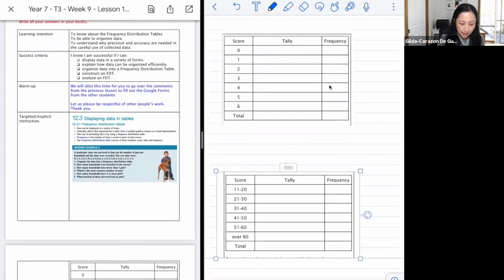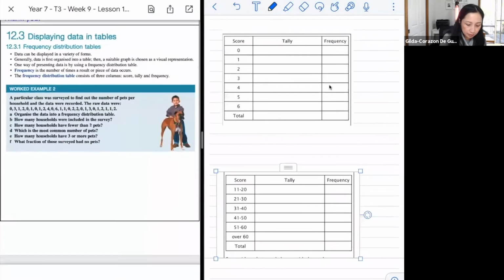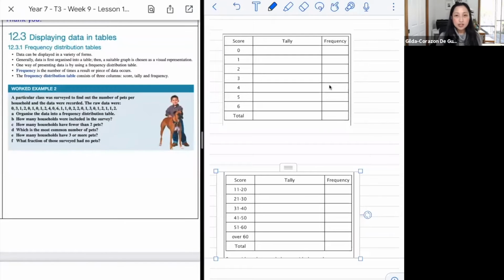So how are we going to organize that into a table? We will have to write down all the scores. For the scores, you would want to look at the minimum score and the maximum score. Minimum would be the lowest score, maximum would be the highest score. And then we've got the tally and then the frequency.